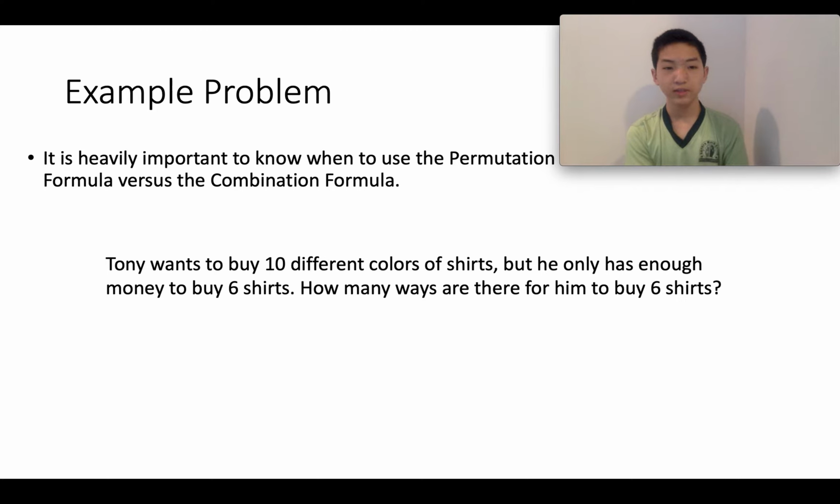So the problem is, Tony wants to buy 10 different colors of shirts, but he only has enough money to buy 6 shirts. How many ways are there for him to buy 6 shirts? So you see here that we're finding how many ways there are to choose 6 shirts from those 10 shirts. Well, now we have to ask ourselves, does order matter or not? Does the order in which Tony buys the shirts matter? So if you want to solve the problem for yourself, you can pause right now, and if not, I will reveal the solution right now.